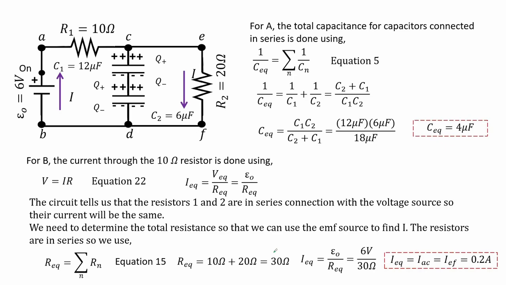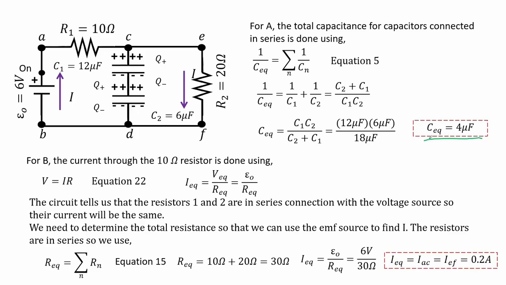For letter A, the total capacitance for capacitors connected in series is done using equation 5. We see that the total capacitance is 4 microfarad. For B, the current through the 10 ohm resistor is done using equation 22.